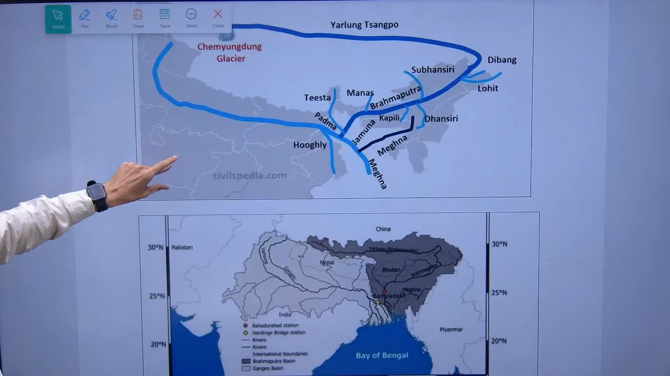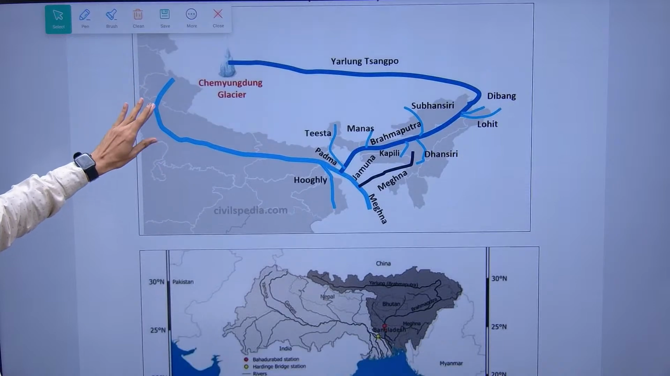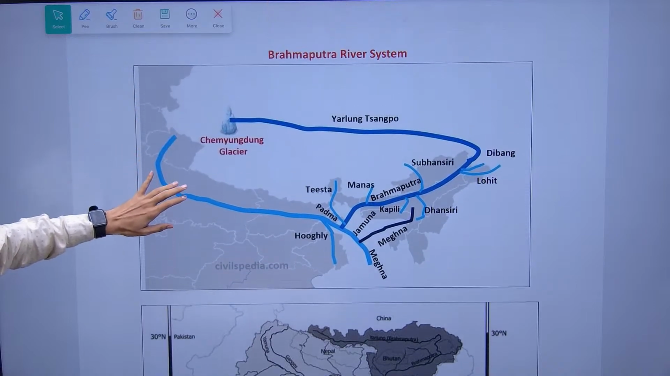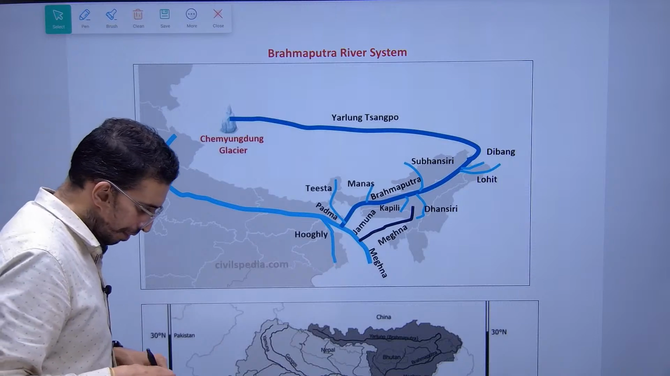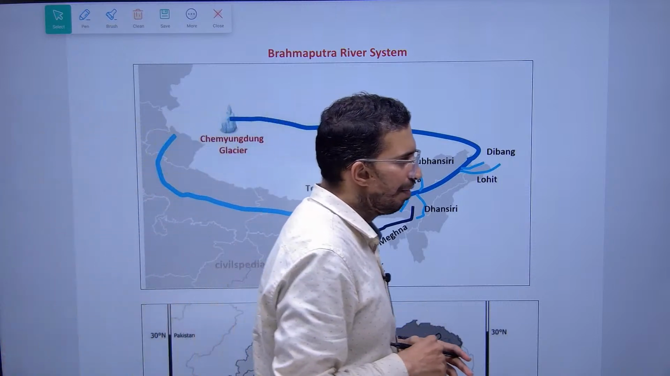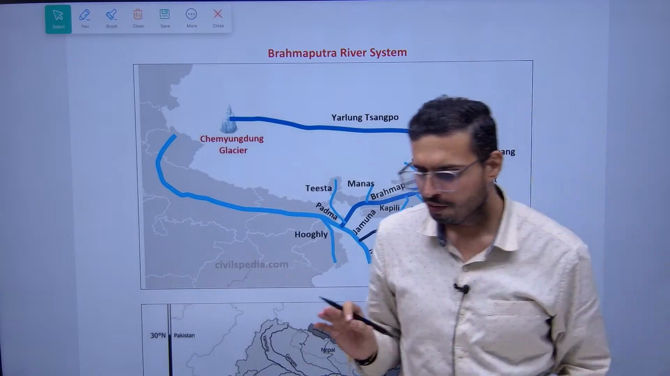Then observe this Brahmaputra. This is the third and last river system of the Himalayan river system. Just observe.